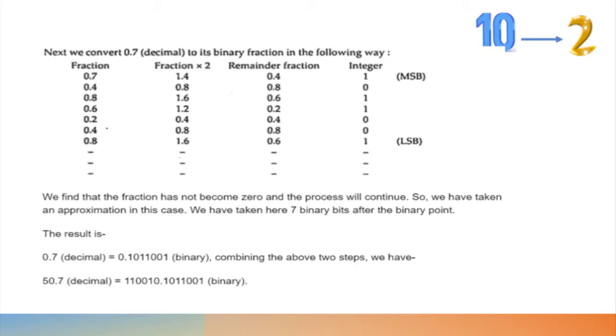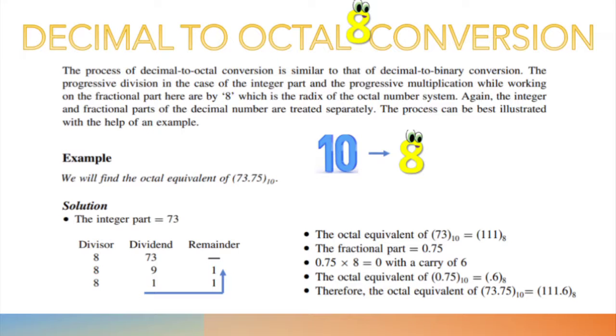And the result is, by combining the above two steps, the binary equivalent of decimal number 50.7 will be equal to 110010.1011001 binary. Now we can go for decimal to octal conversion.